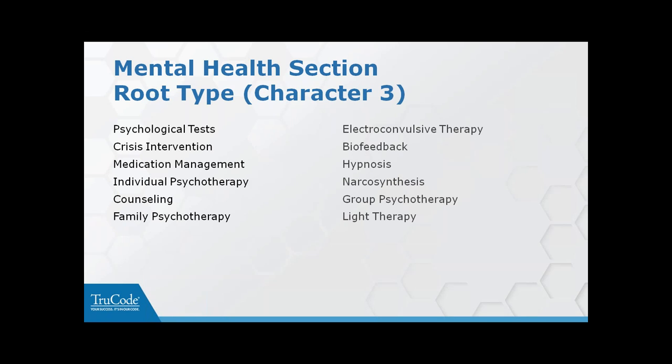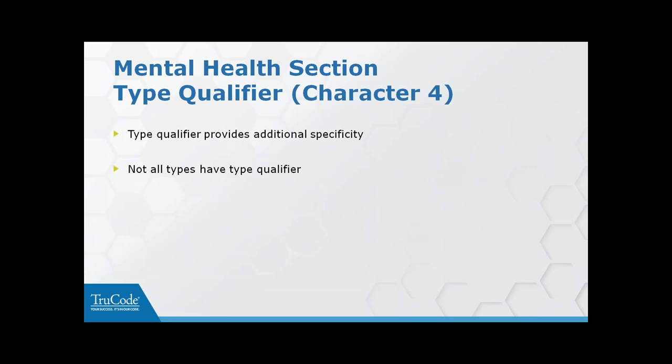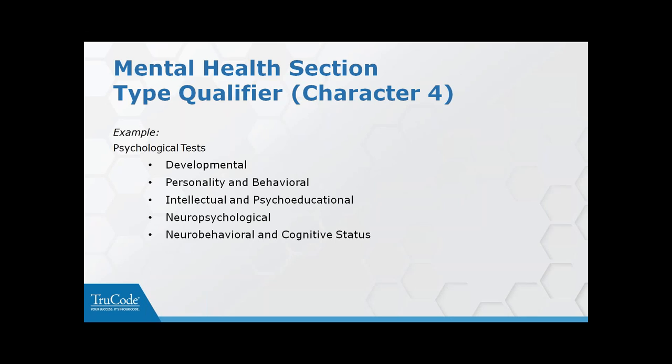Some of the different character 3s, or root types, that you will see, they will be psychological test, crisis intervention, medication management, individual psychotherapy, counseling, family psychotherapy, electroconvulsive therapy, biofeedback, hypnosis, narcosynthesis, group psychotherapy, and light therapy. So those are all the different areas there. Okay. The type qualifier is going to give additional specificity, but not all types are subdivided in that fashion yet. So you're going to see a Z in character 4 quite frequently there.